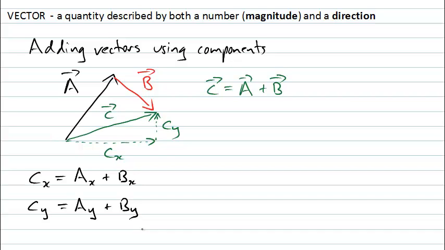And what I really wanted to know at the end is the magnitude and direction of vector C. Well, if I know its components, I can use trigonometry and Pythagoras to find out all the information I need to know about vector C.